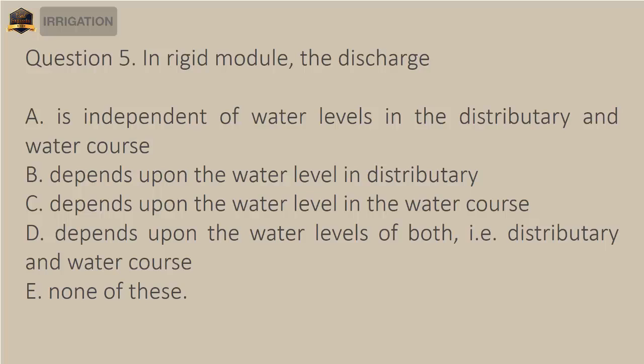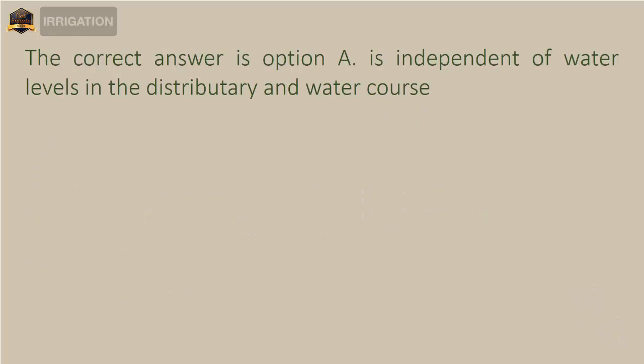Question 5. In rigid module, the discharge A. Is independent of water levels in the distributary and water course. B. Depends upon the water level in distributary. C. Depends upon the water level in the water course. D. Depends upon the water levels of both, that is distributary and water course. E. None of these. The correct answer is option A, is independent of water levels in the distributary and water course.